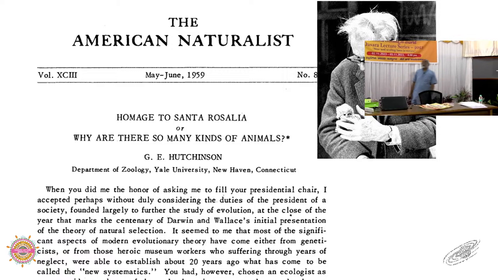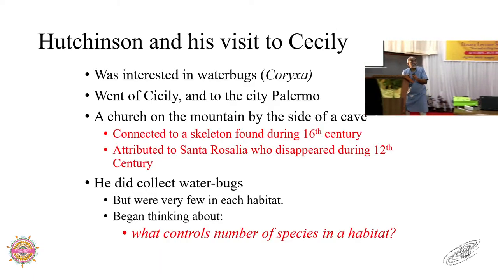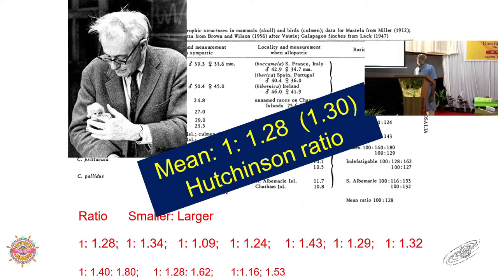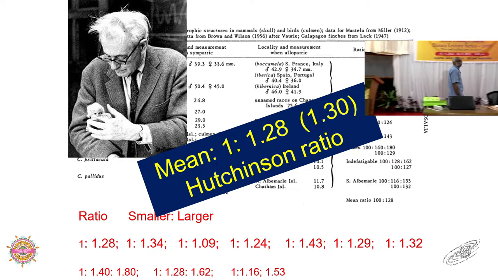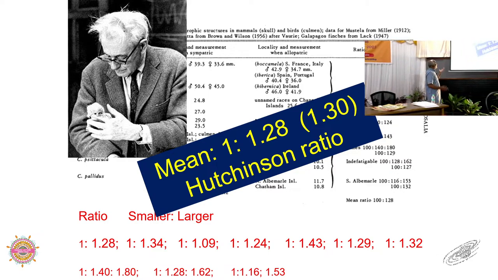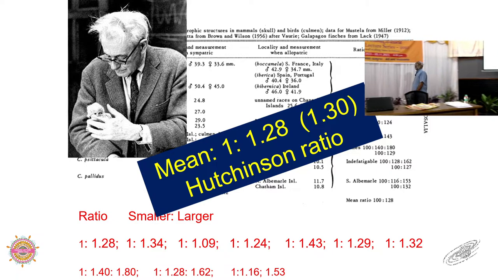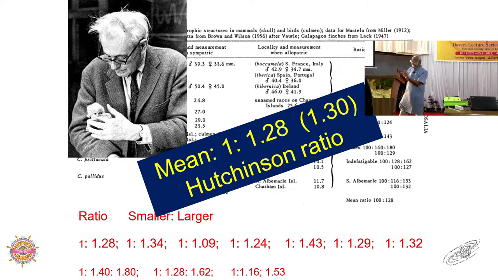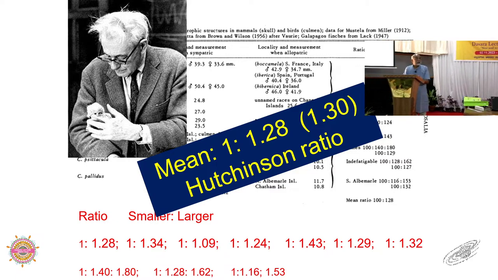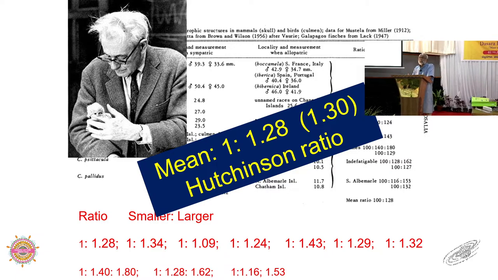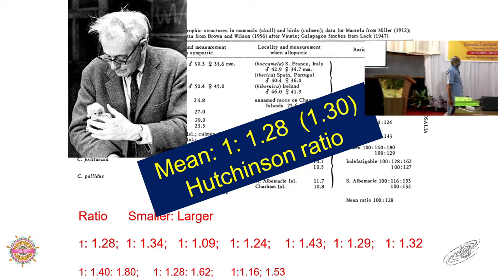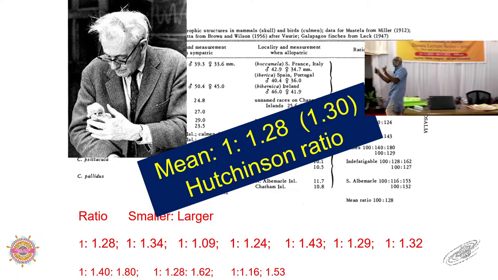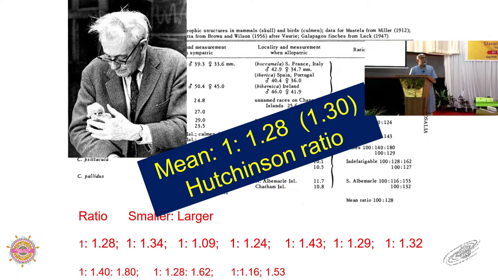Skip all that. He found that whenever there are two bugs in the same area, the larger to smaller bug size was something like 1:1.28, 1:1.34, 1:1.09, etc. The average was about 1.3. Are you all with me? If the small is 1 centimeter, the big one was 1.3 centimeters. So that was the ratio that he found on an average, and that is called the Hutchinson ratio. In fact, in the nuthatches also, the largest to the smallest is separated by 1:1.3.